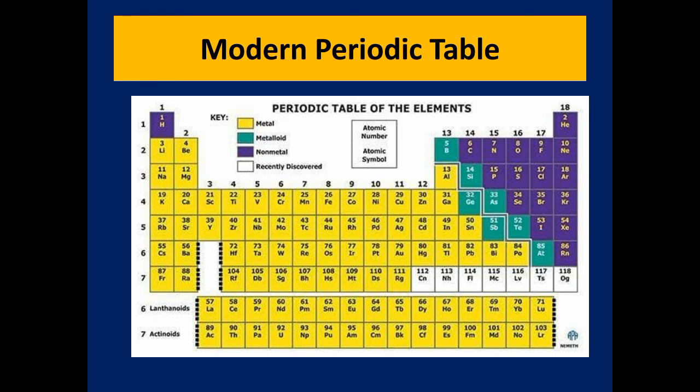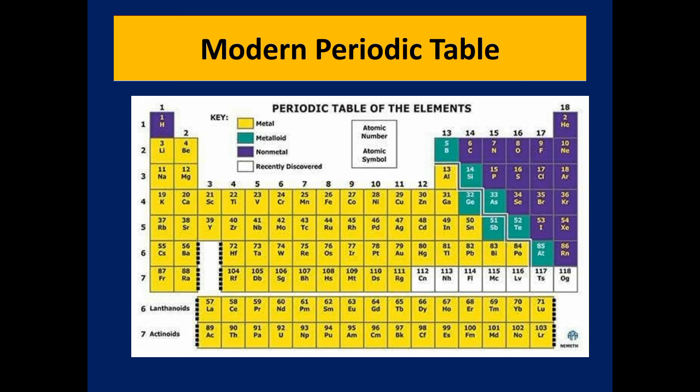It is the modern periodic table. Here you can see 18 groups and 7 periods. And you will notice something interesting, that elements with atomic number 57 to 71 and 89 to 103 are put separately below the periodic table. This is done to compact the periodic table.